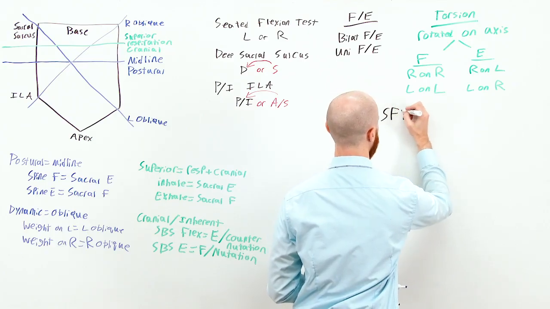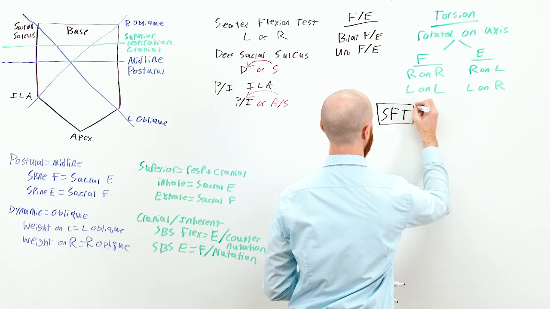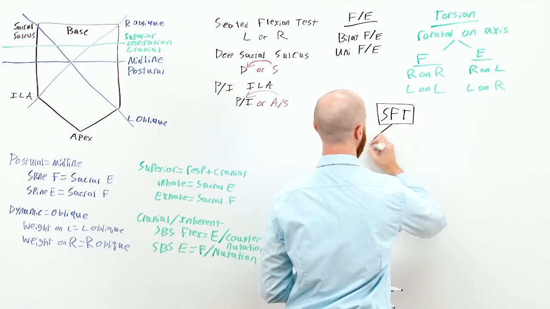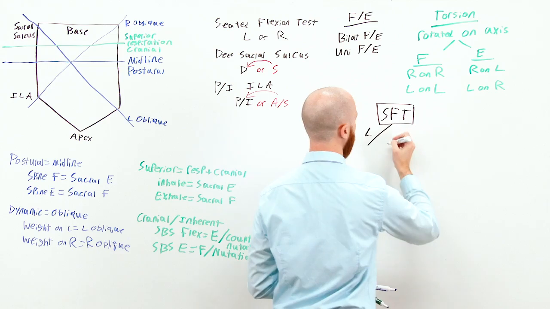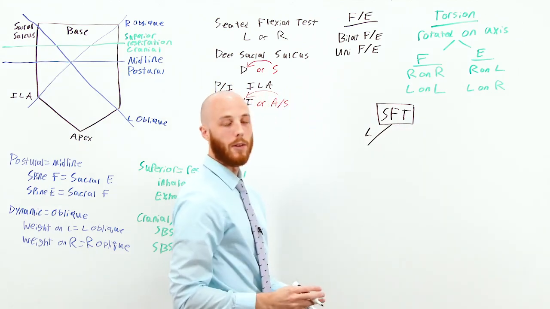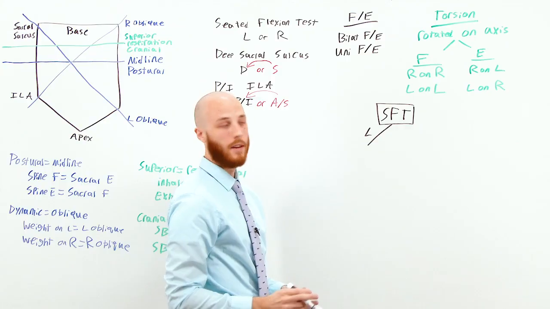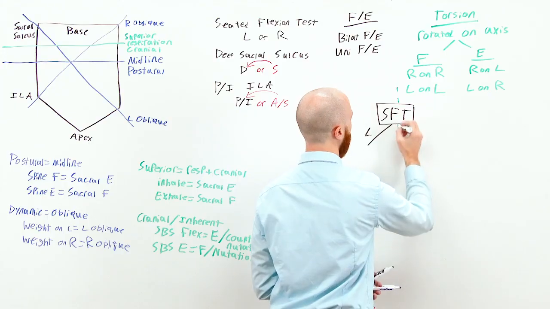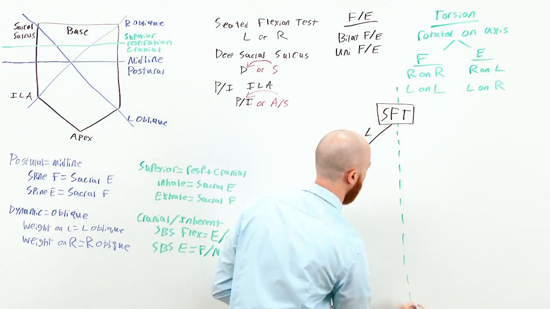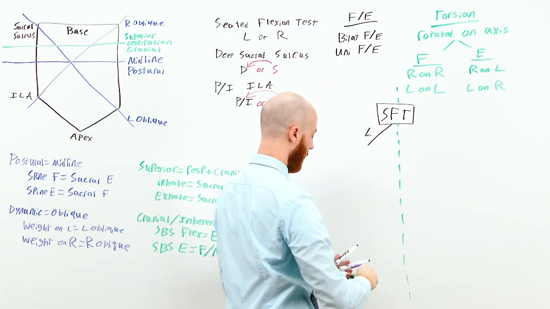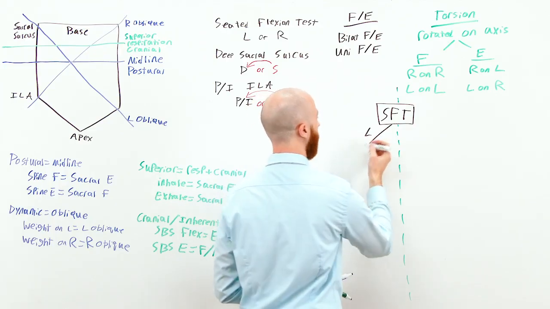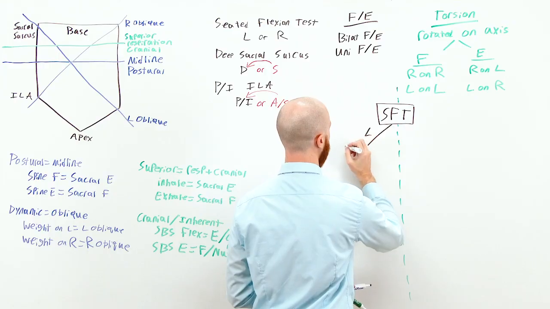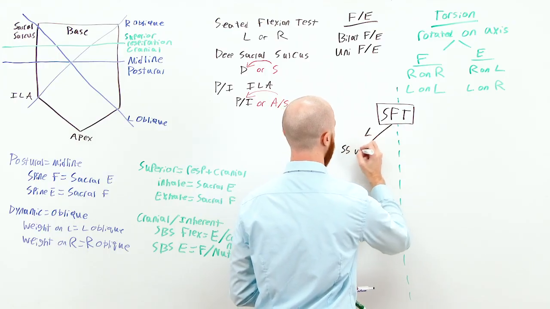So seated flexion test, you're going to have two findings. You can either have it positive on the left or positive on the right. And remember, since this is a mirror, we're only going to go over the left side right now. So the next thing that you do is you assess the side of the sacral sulcus and the ILA.